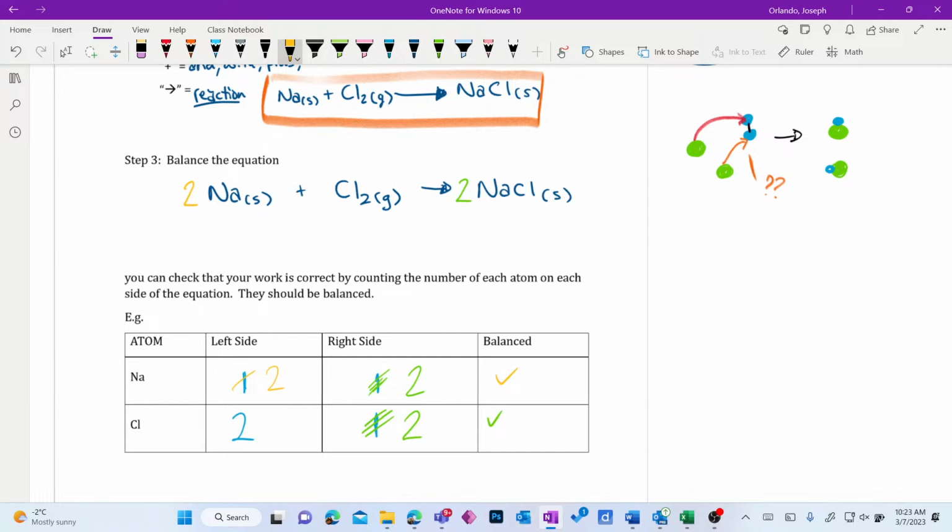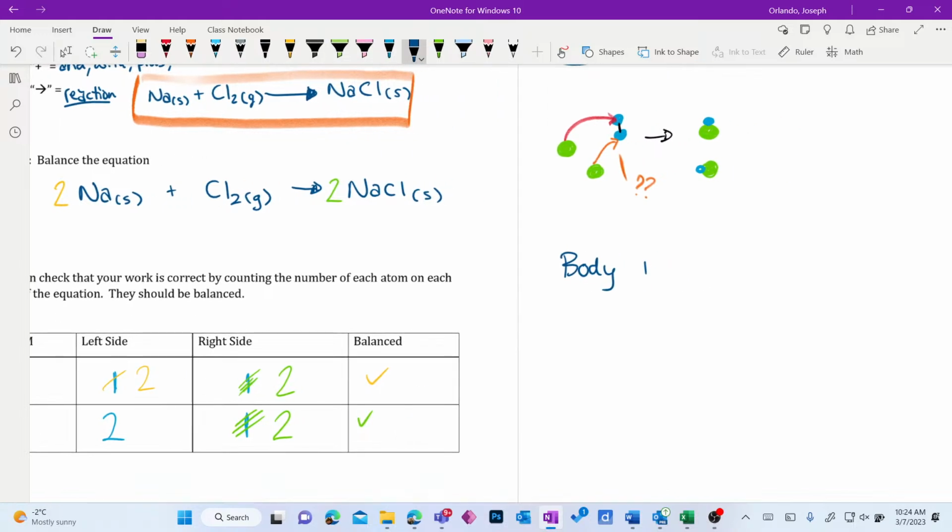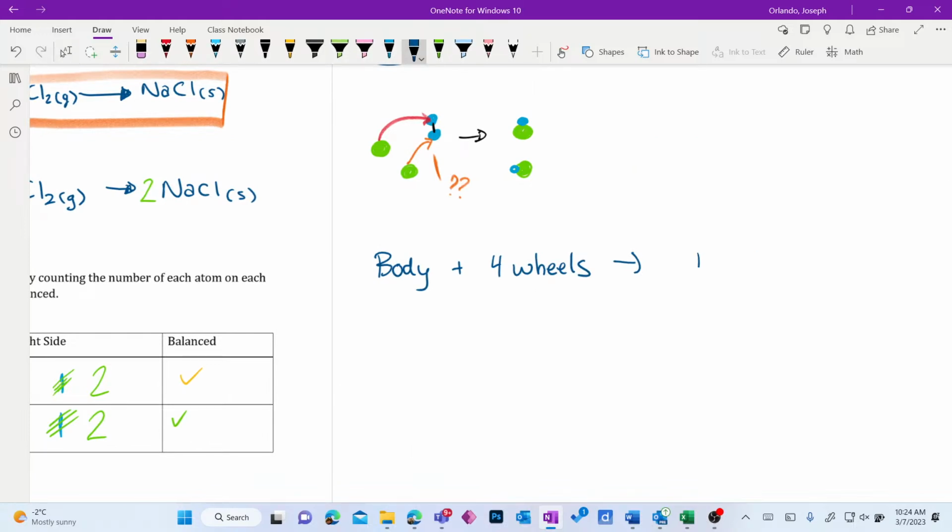If you were using this as an analogy for my stupid little toy car, you could say body plus 4 wheels gives a car, and in chemistry, that'd be written like this. That would be a car. What's a car? A car is body, wheels, 4. Now, kind of a weird thing to say, but does that make sense?